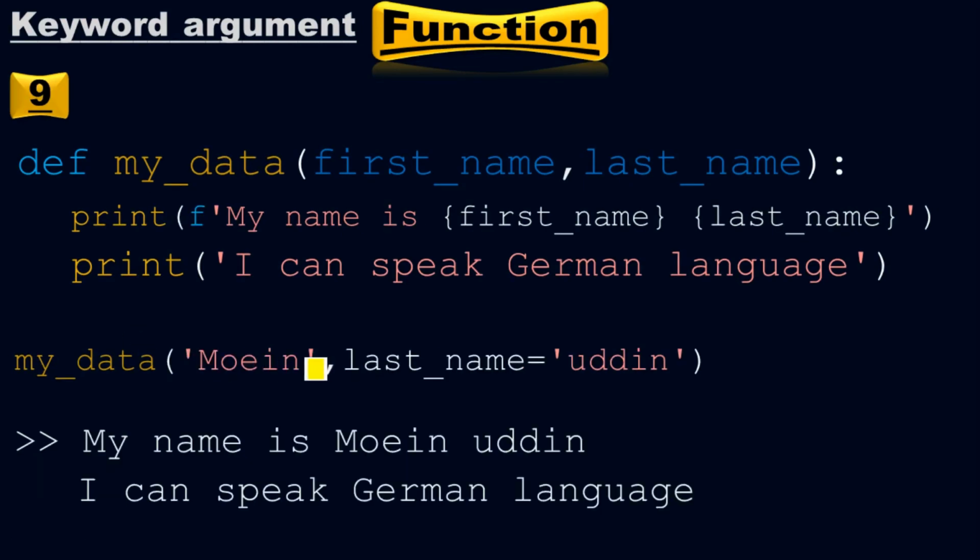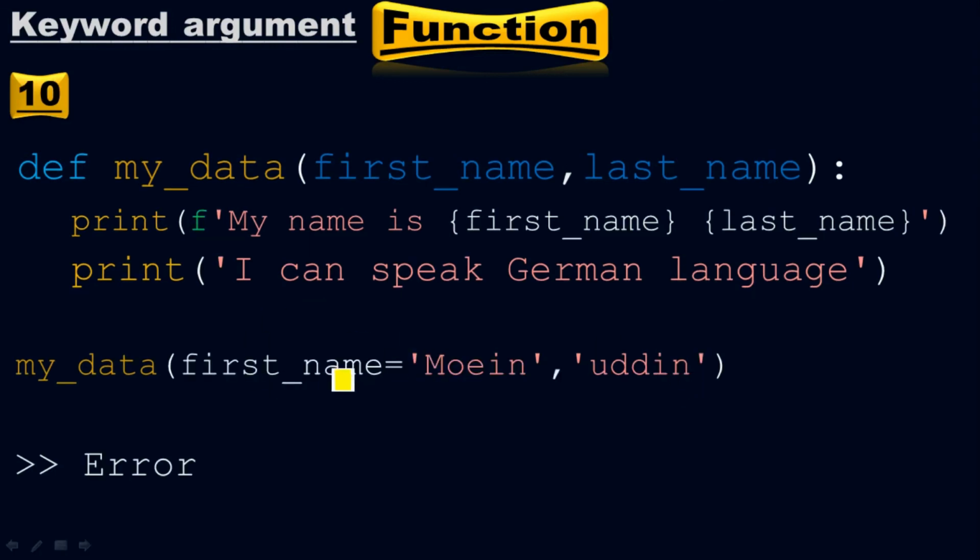Look at here. This is the same thing. We have one positional argument and one keyword argument. But the positional argument comes first and then the keyword argument. So this is the first name, this is the last name. Therefore, it doesn't affect. You will get the same Moein.